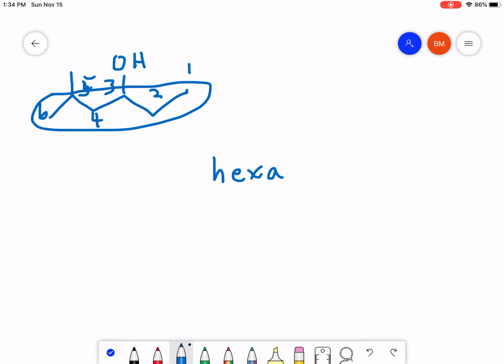6 carbons is hexane, but since it's an alcohol, we call it hexanol. Now, you do have to identify where the OH group is, where the alcohol group is. To do that, just put the appropriate number right in front of your alcohol name. So, this is hexanol. The 3-hexanol tells us that the OH is at number 3. And then you can just finish it out like anything else. We also have a methyl group at number 5, so this one becomes 5-methyl-3-hexanol. Very good.